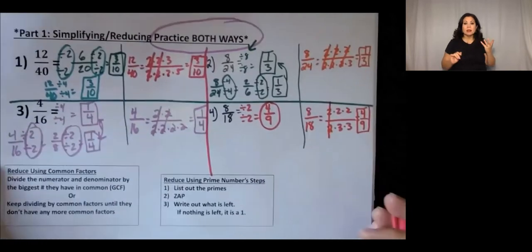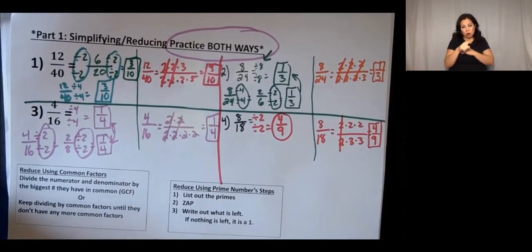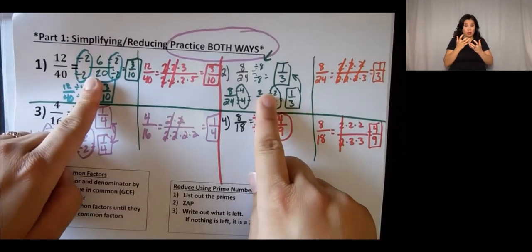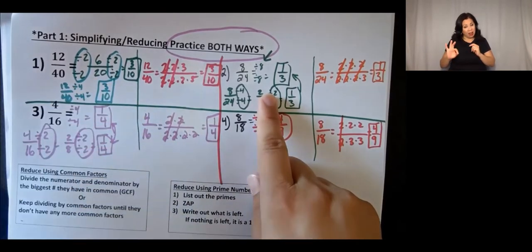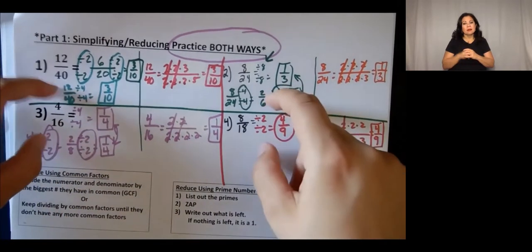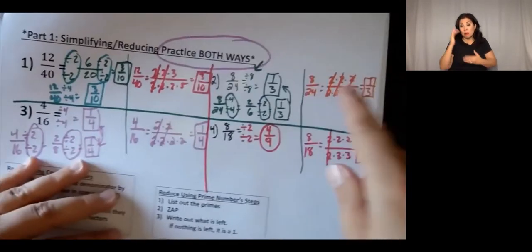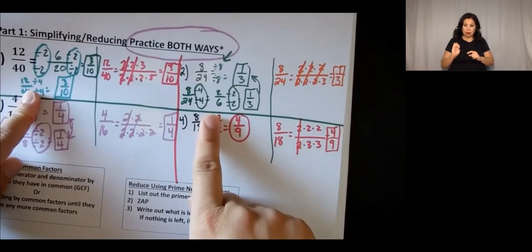So again, this was practice with both ways for you to determine which way you like better. We prefer for you to be able to do the first way, where you can try figuring out automatically the biggest one they have in common. All right, that's the best way of doing it. That will help you a lot in the future. Right now, this can help you as you're starting to get to the first way.